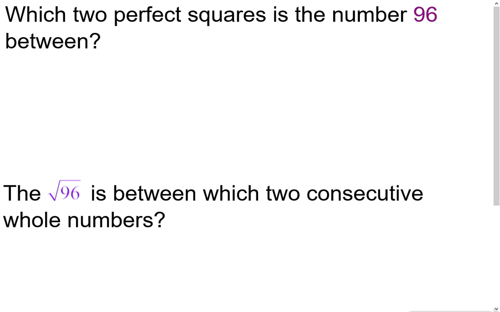I have another one here, same thing, just with a different number. Now it's 96. So the first thing I want to ask is, what two perfect squares is 96 in between? Well, I have my 96. I have to think of a perfect square that's just less than 96, and that would be 81. And the perfect square on the other side, the bigger one, would be 100. So 96 is in between the perfect squares of 81 and 100.